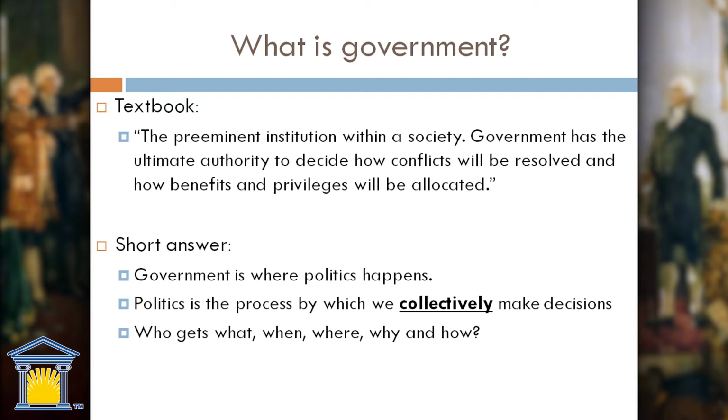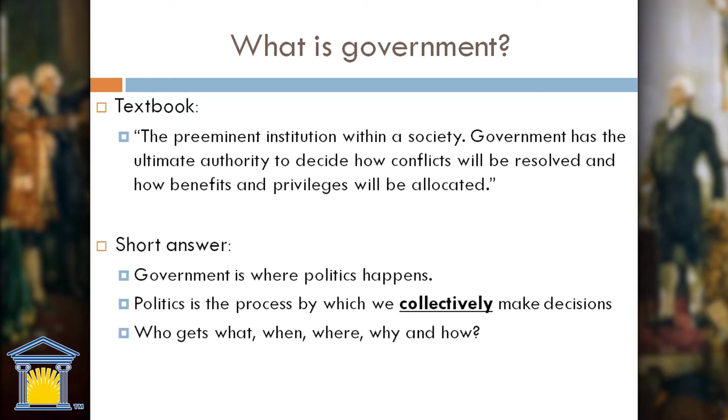Now, I know that seems like it's kind of pedantic. It seems pretty obvious what the term government means because we use it on a day-to-day basis. But when it comes to actually articulating and explaining the concept of a government in a coherent way that's going to be useful for you, it takes a little bit more time and attention, right? So let's look at the textbook. The textbook defines the term government as, and I quote, the preeminent institution within a society. Government has the ultimate authority to decide how conflicts will be resolved and how benefits and privileges will be allocated, right? Now, that's accurate.